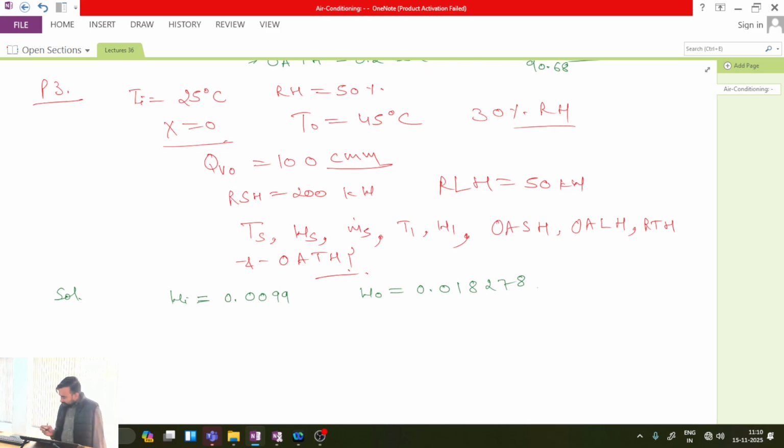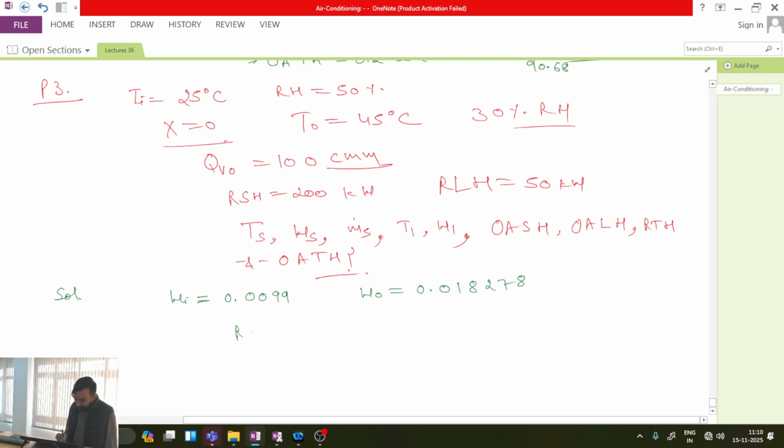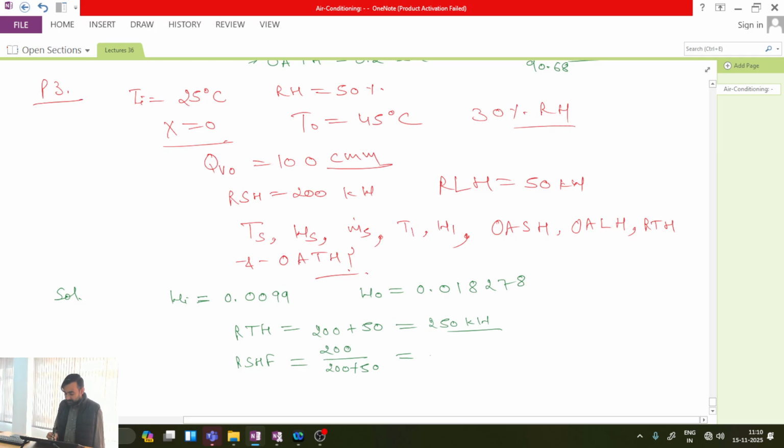Okay. Now what we can do? RTH I can easily calculate. 200 plus 50. It will be 250 kilowatt. Other than that, I can calculate RSHF. What will be RSHF? 200 by 200 plus 50. How much it is? 0.80.